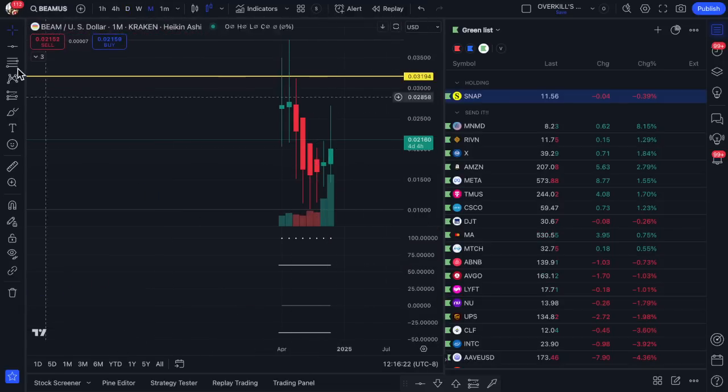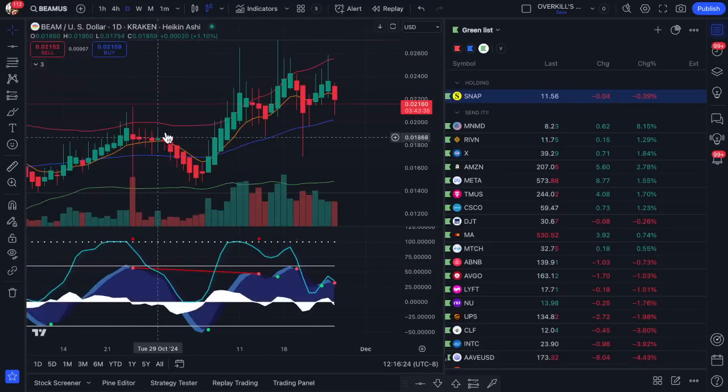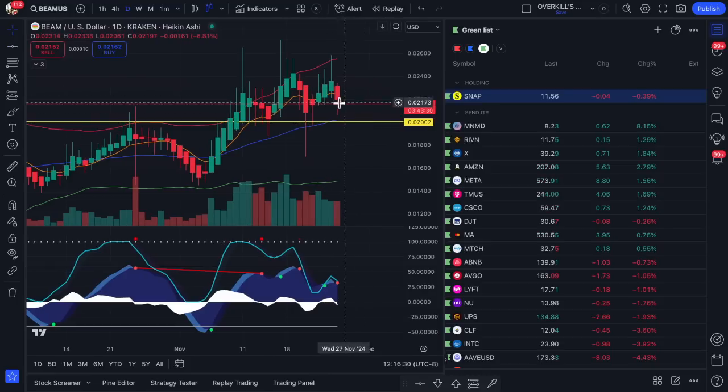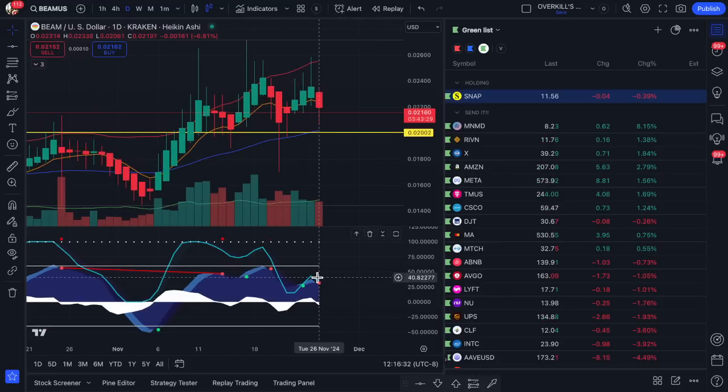Beam. Beam is pointing straight up on the monthly. You look good there in the macro. The daily's selling off here. So it actually came back down and tapped our 30-day EMA. So that actually looks good. I'd set a stop loss on this one at 2 cents. Okay, you got the red dot today, but just make sure 2 cents holds.